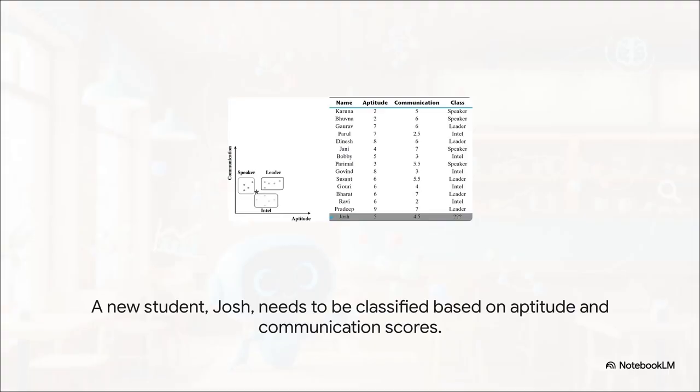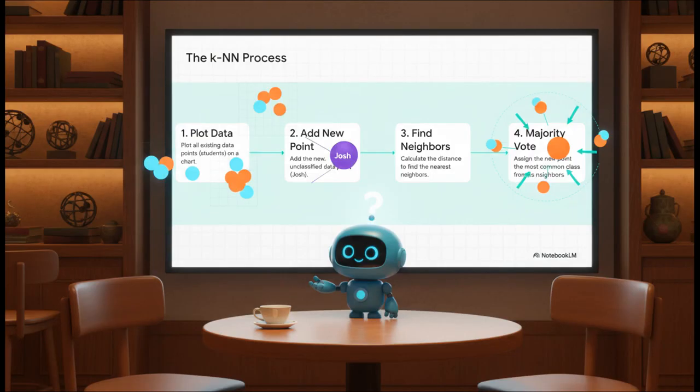Okay, let's try a quick experiment. We've got a new student, Josh, and we need to classify him. It's a simple four-step process. We'll plot everyone, add Josh, find his neighbors, and then let them vote.